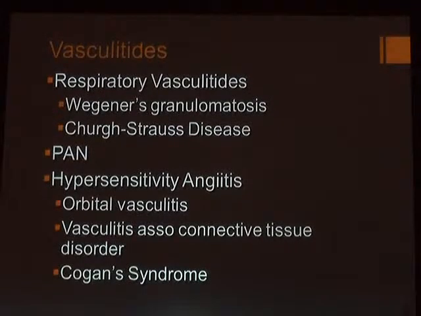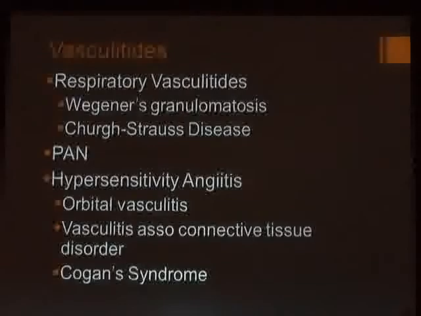Among vasculitis, the major ones we focus on are Wegener's and Churg-Strauss. The second entity is very similar to Wegener's, however, it's associated with asthma. And as opposed to Wegener's, which needs systemic immunosuppressants, Churg-Strauss needs only systemic steroids. Polyarteritis nodosa and hypersensitivity angiitis are classical examples of vasculitis.